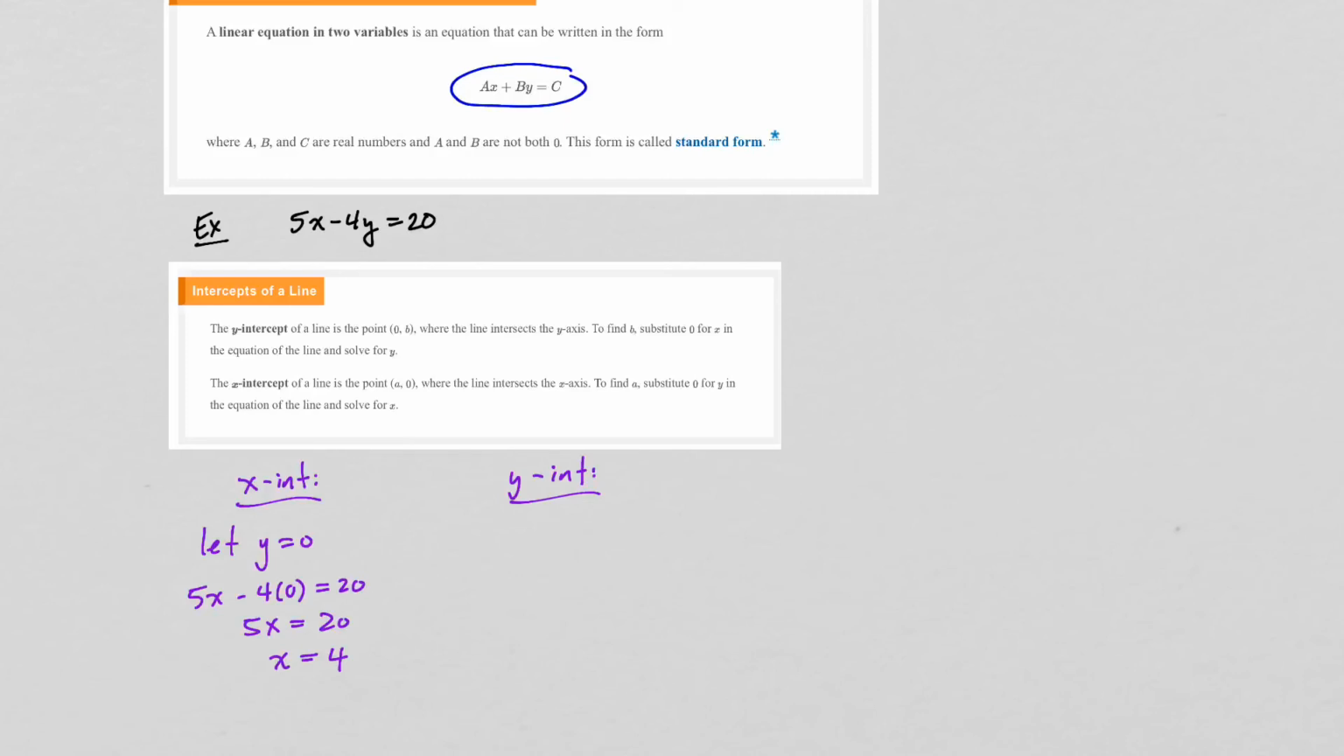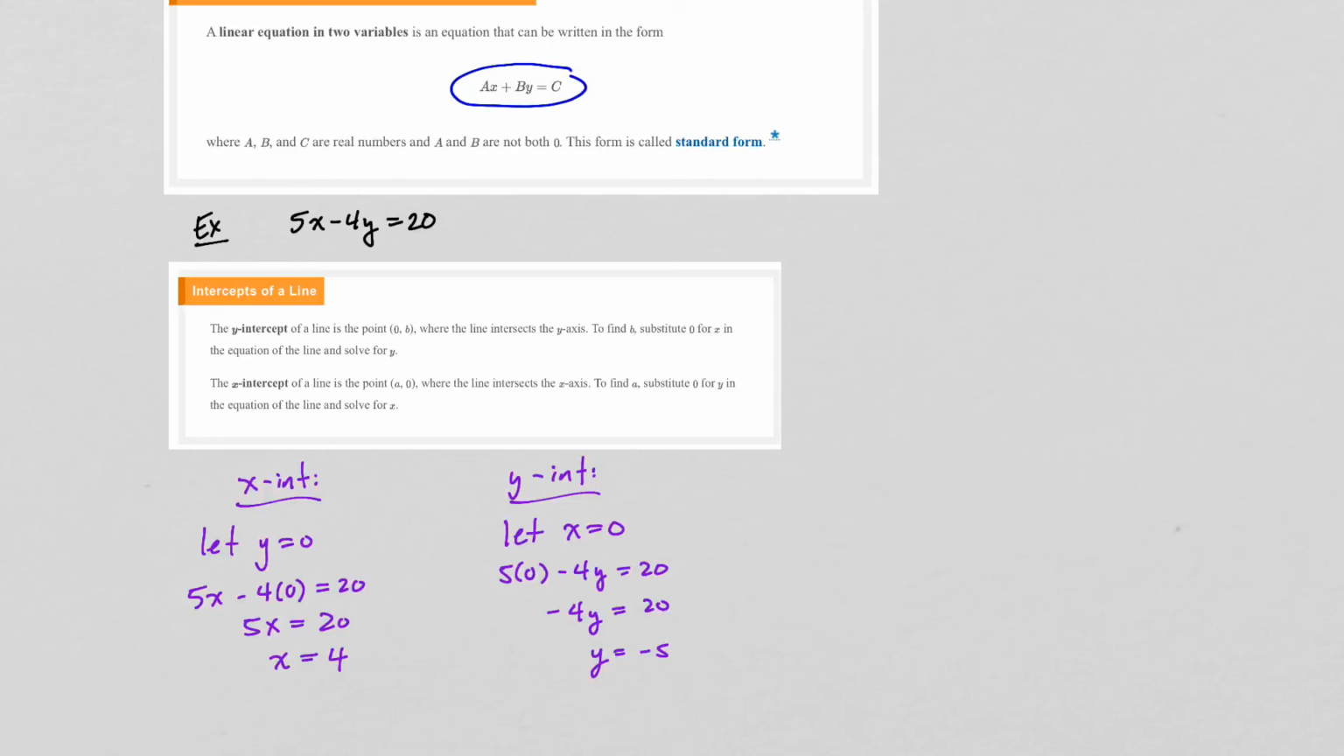To find the y-intercept, we basically do the same thing, except that now we let x equal 0. Plug it into the equation. That's 5 times 0 minus 4 times y equals 20, which is the same as negative 4y equals 20. And if you divide by negative 4, you get y equals negative 5.